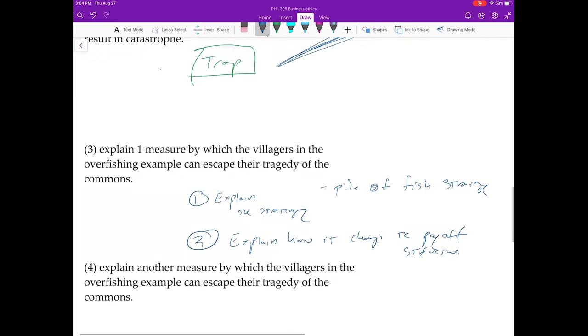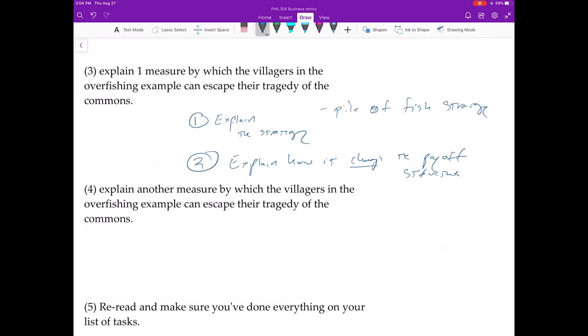If you find that you did not use the words "change the payoff structure" in your essay, you don't have to, but it's a really, really good idea, because that is the fundamental thing you've got to do if you find yourself in a Tragedy of the Commons.